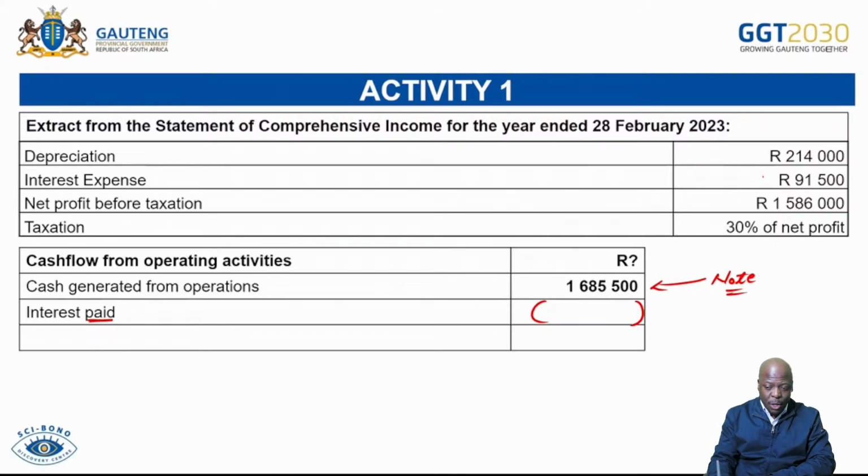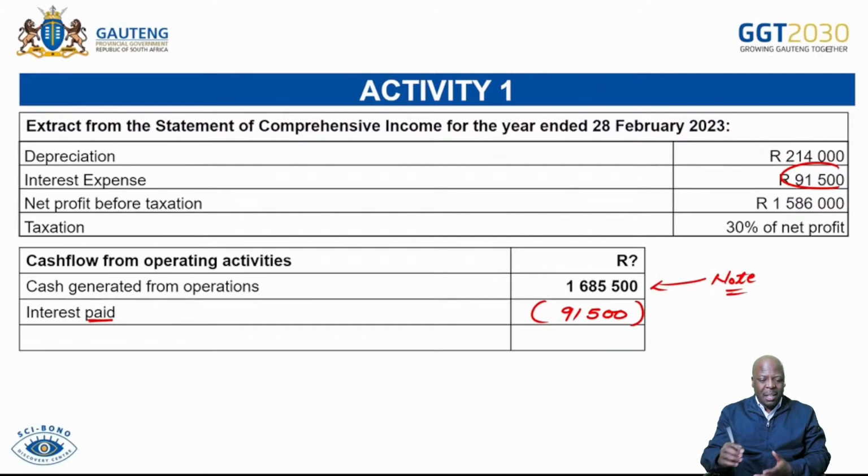So I'm going to say my interest expense, that is 91,500. I'll put it in brackets, 91,500, like that. That is my interest paid. That one was very easy, not much of a challenge. It is simply to understand that the same interest that you find in the extract to the statement of comprehensive income is the same interest that you're going to use down here. Let's go to the next part then.